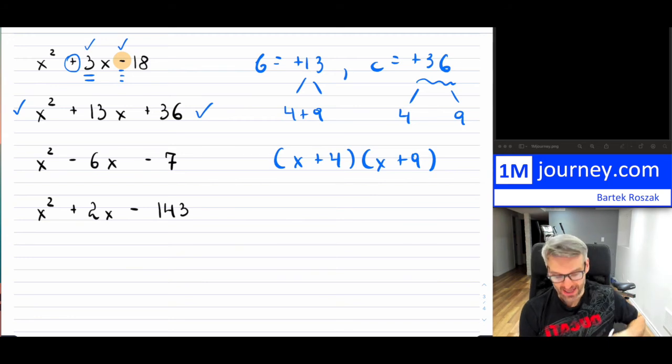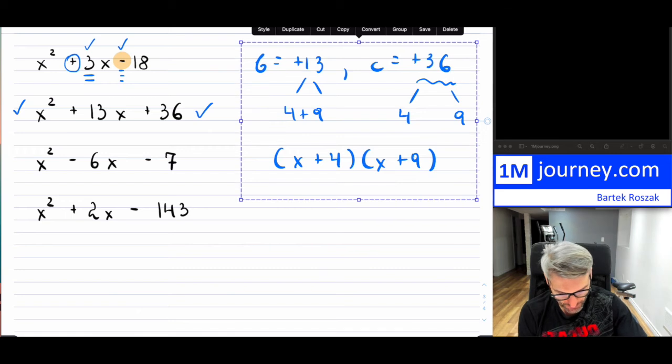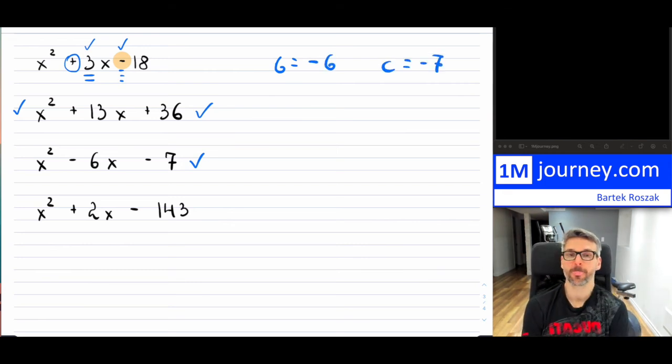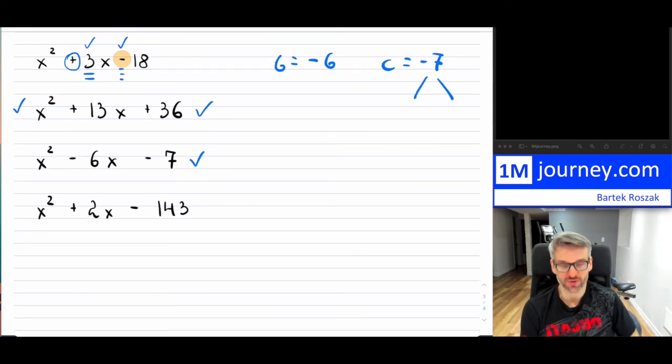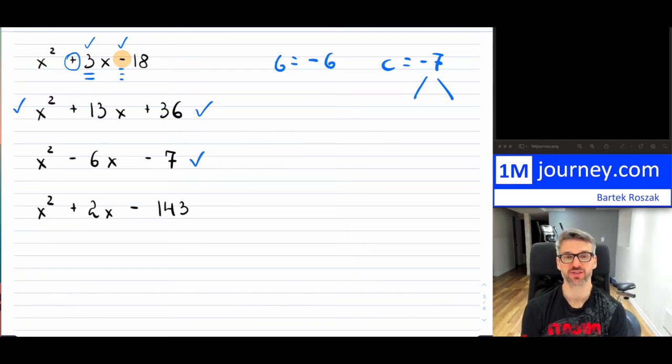Now, the third example has some negatives. I will do those. Now, in this example, I have my b equal to -6 and my c equal to -7. Again, always start with the c, so that you can multiply and think of which two numbers might give you -7. Now, first I'll think of 7.